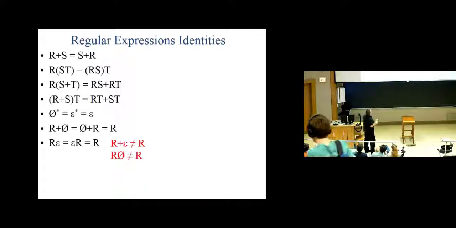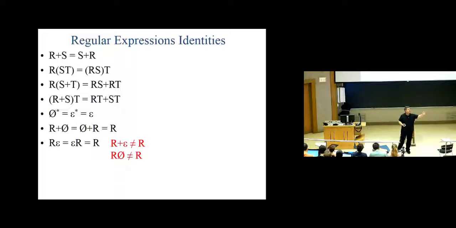Here are some regular expression identities. These are always true regardless of what the regular expressions are. The first one says that the union is commutative. R plus S is the same as S plus R, like addition or multiplication. Not every operation is commutative. Name an arithmetic operation that's not commutative. Subtraction. What else? Matrix multiplication, or even simple division. A divided by B is not the same as B divided by A. One is not the same as the other, right?